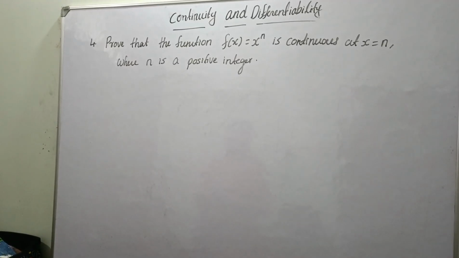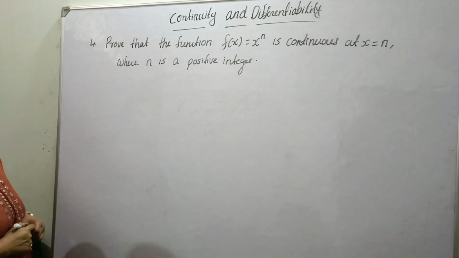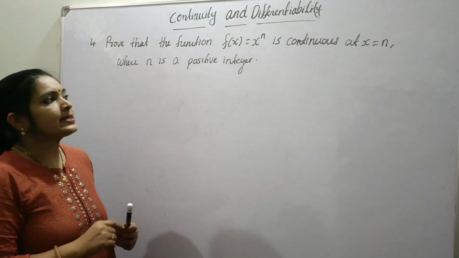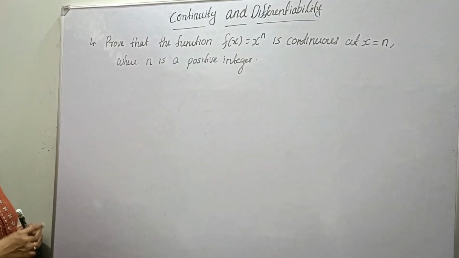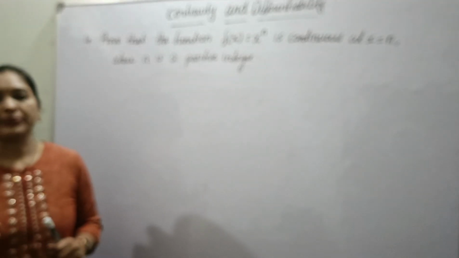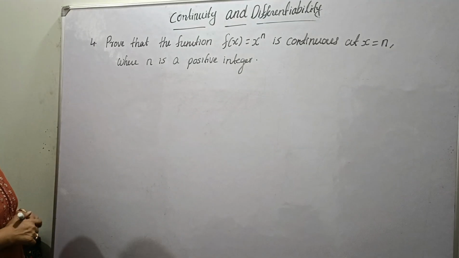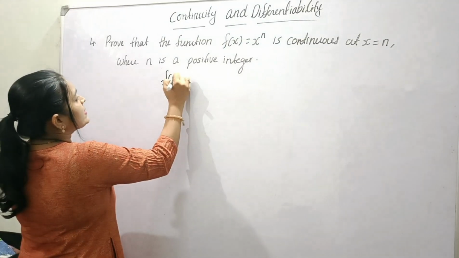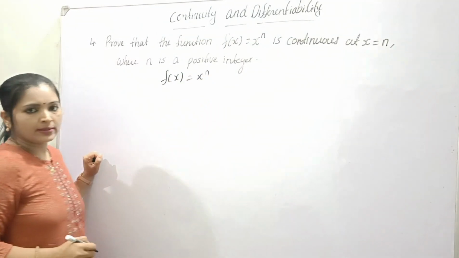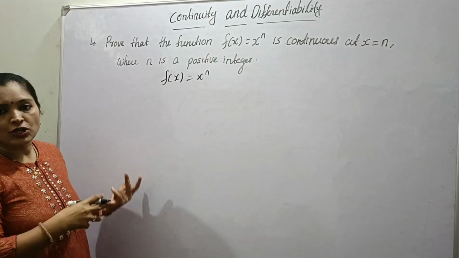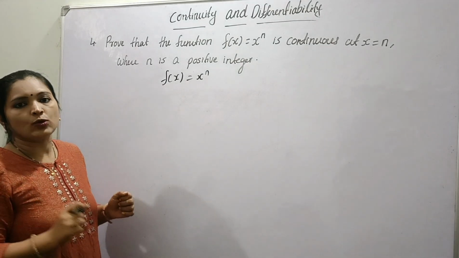Next question is, prove that the function f of x is equal to x raised to n is continuous at x is equal to n, where n is a positive integer. Here n is a positive integer, means n is a natural number. Okay, so here the given function is f of x is equal to x raised to n, right? So we have to prove this function is continuous at x is equal to n.